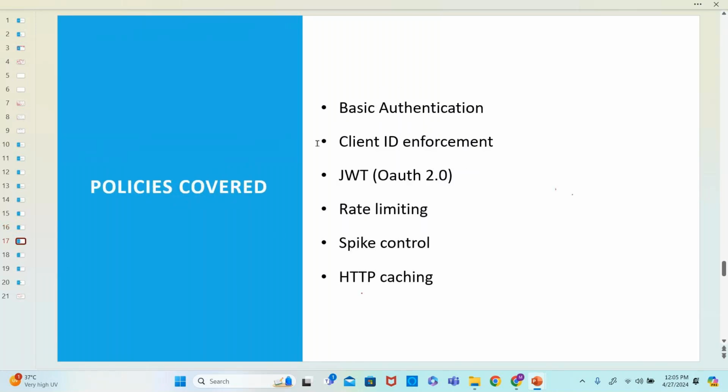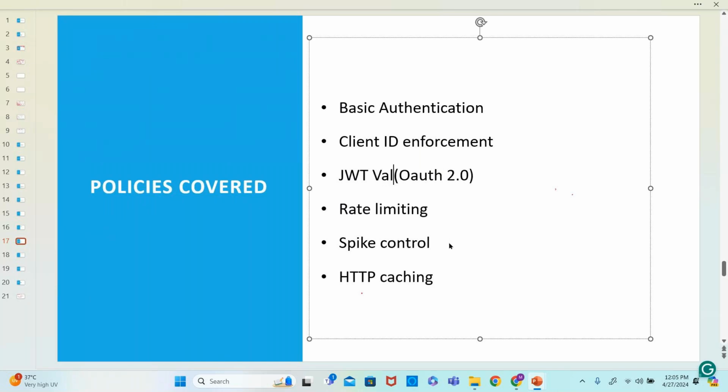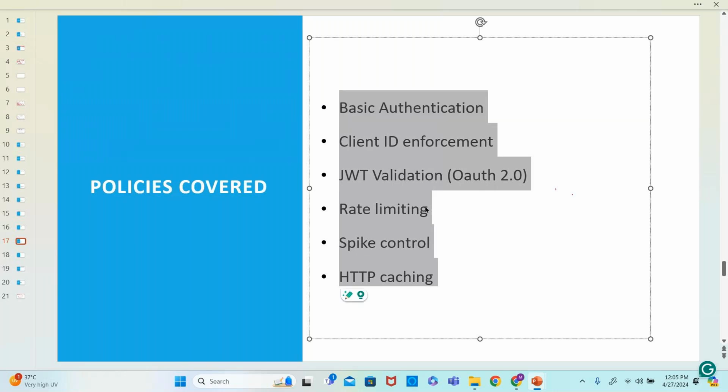These are the policies covered: basic authentication, client ID enforcement, JWT validation policy. Okay, JWT validation policy belongs to OAuth 2.0 exactly. Why we are covering this many policies is, see, it is very important to know while attending interviews exactly. They will ask for sure what are the policies you have worked on. Then if you say only basic authentication, it doesn't give a good look. For that reason, obviously we need to understand the different policies.